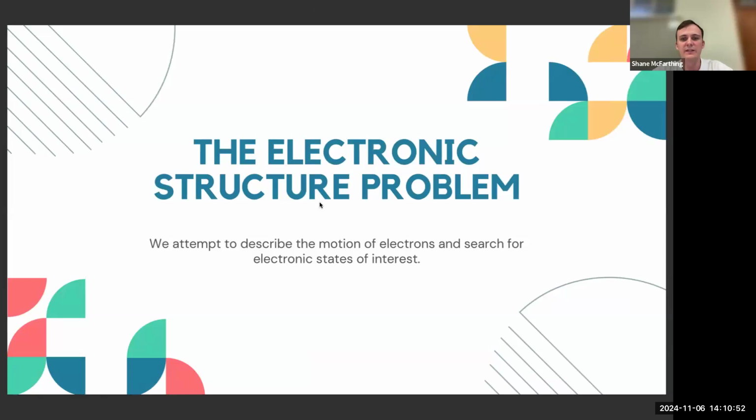So this takes us now into the crux of the electronic structure problem. It's really just trying to describe the motion of electrons in a specific chemical system. And we search for electronic states of interest. So we'll be looking for some specific states with specific properties.